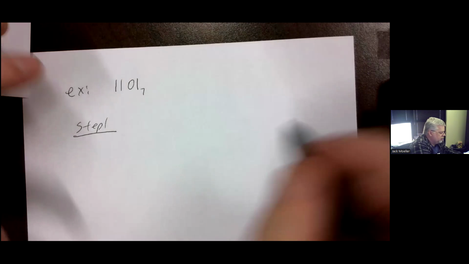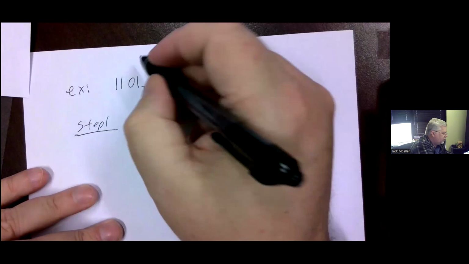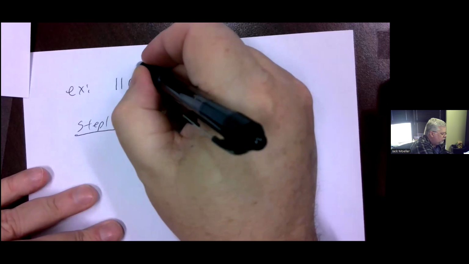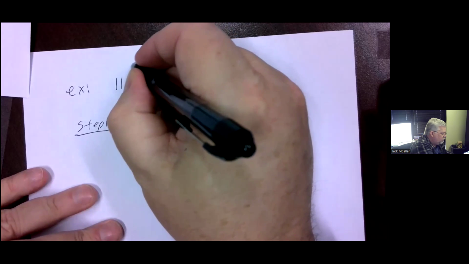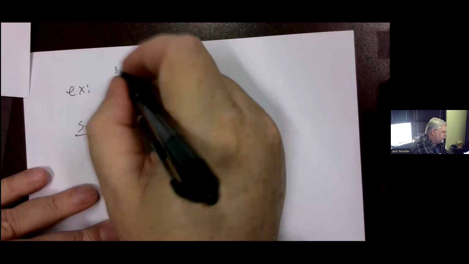So let's try starting on the left and working our way over. But if you do that, you still need to kind of know what the power is. So start on the right. The powers on our base are going to be 0, 1, 2, 3. Those are our exponents.